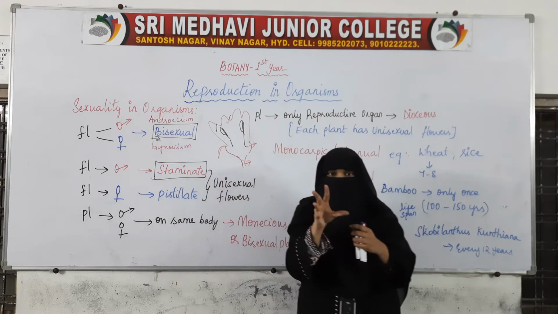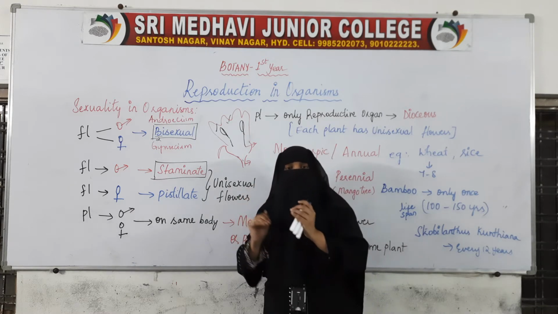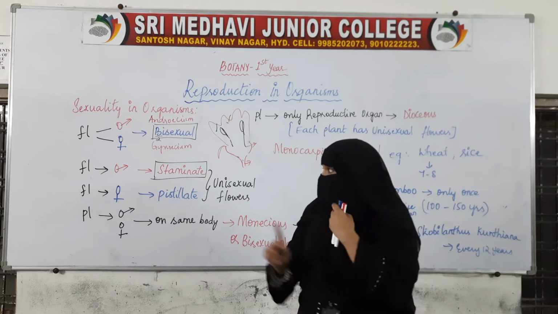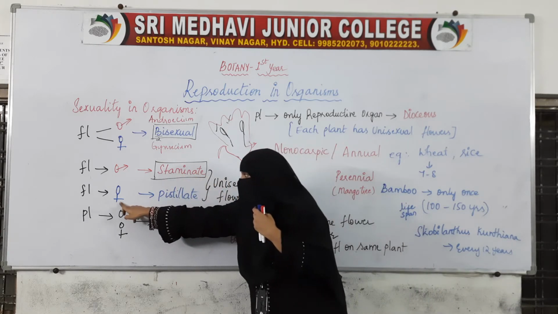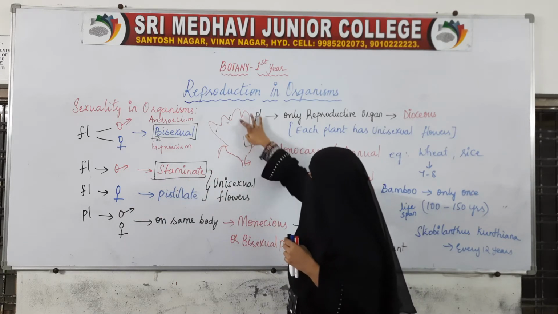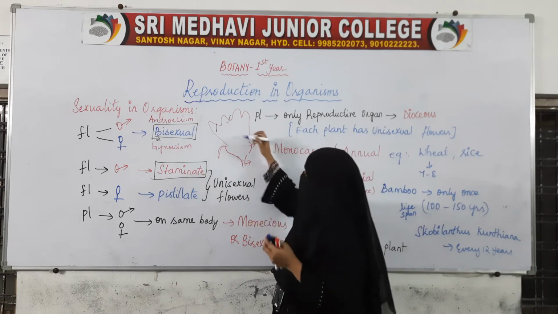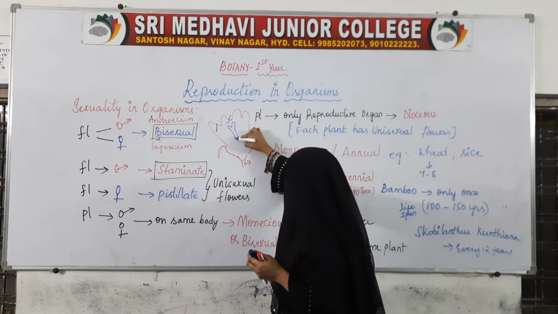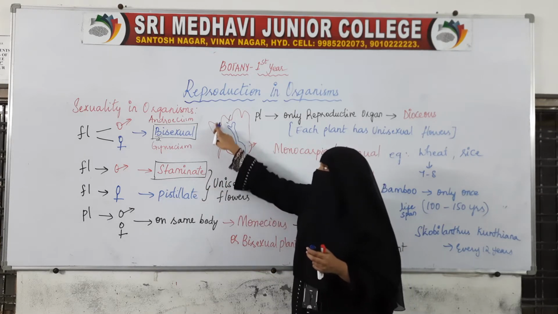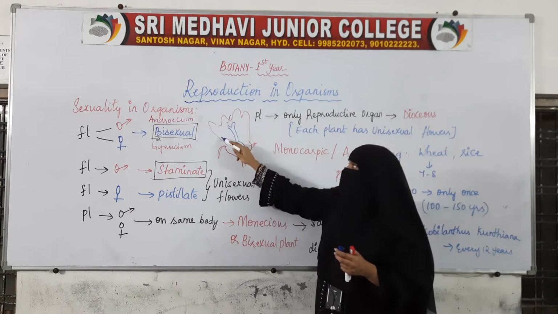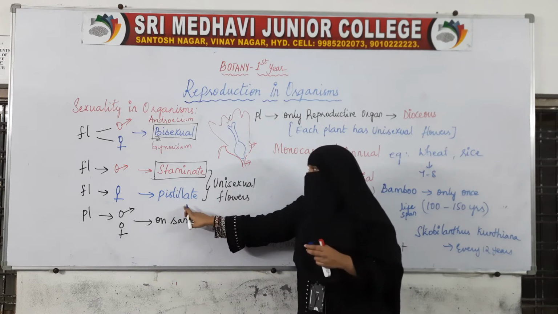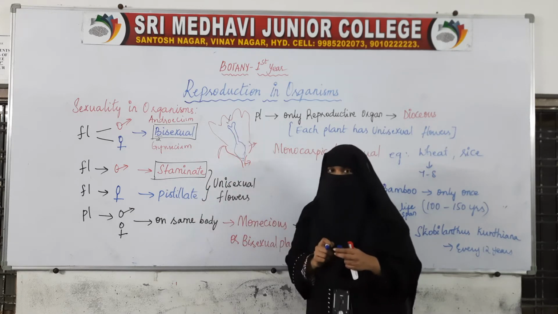So, if we say staminate flower, then that means it is a unisexual flower, only it has one reproductive organ. In a similar manner, if it has only the female reproductive organ, instead of the stamens, if a plant has only this one, pistil, that is, no stamens are present, only calyx, corolla, then pistil. Only one reproductive organ is there, that is pistil. No stamens are there.